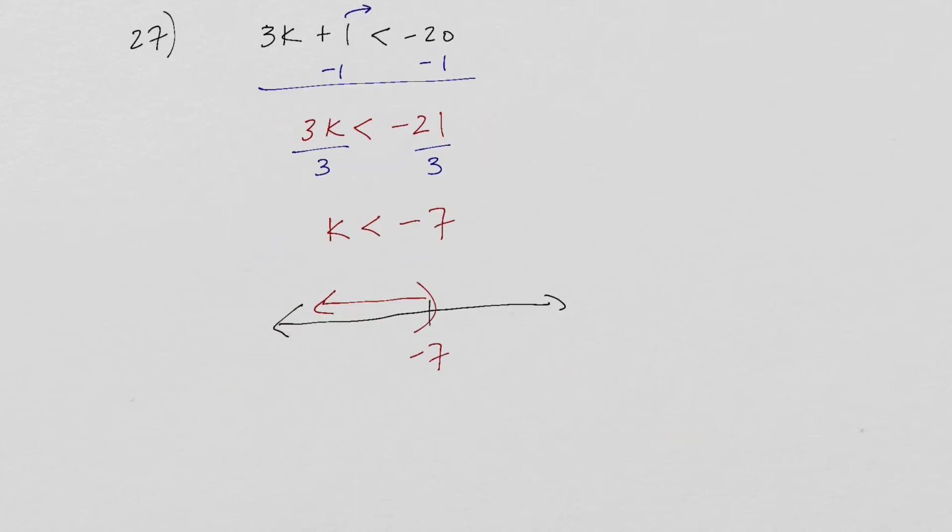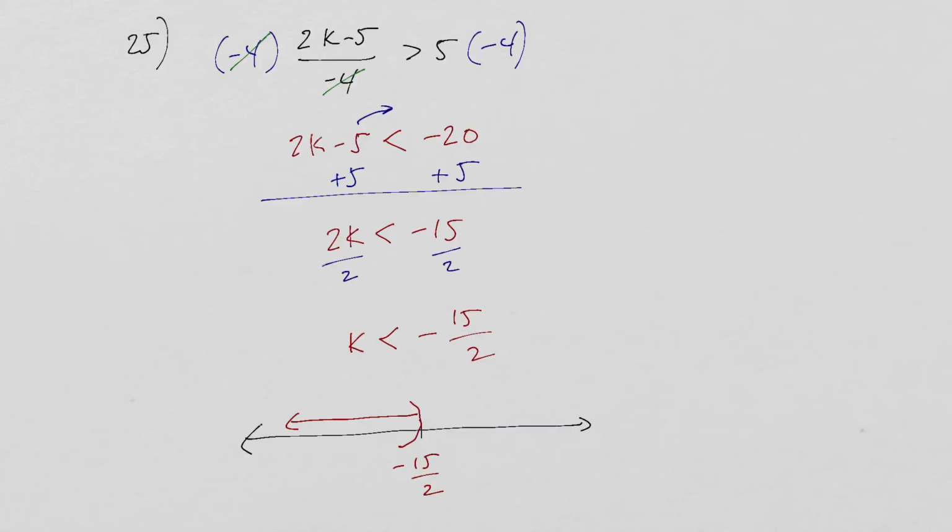That's it. Now back on number 27, I forgot to put this in interval notation. This is pointing at negative infinity, and it's going up to this. So the interval notation goes from negative infinity up to negative 7. On number 25, I forgot to put this in interval notation. This is pointing toward negative infinity, and it's going up to negative 15 halves. So in interval notation, we'd write it as negative infinity up to negative 15 over 2.